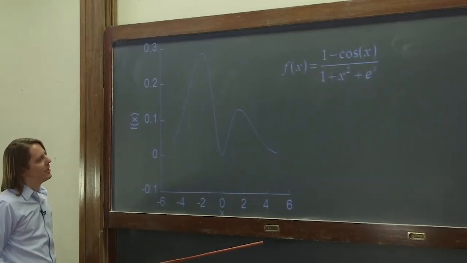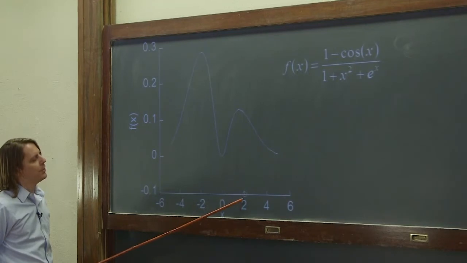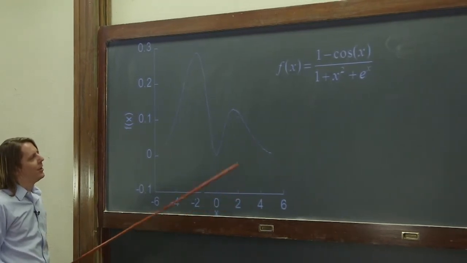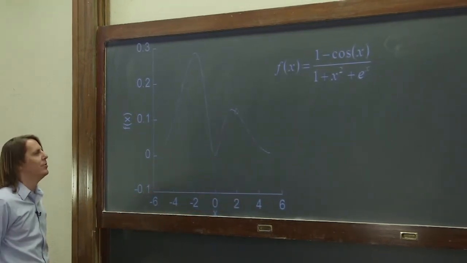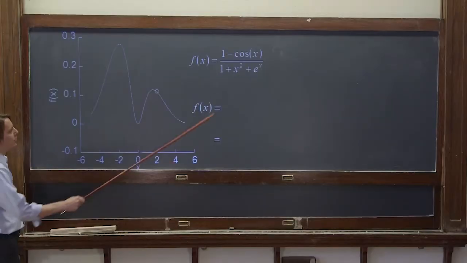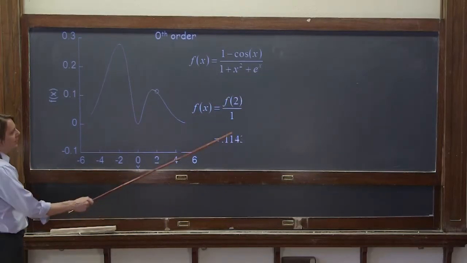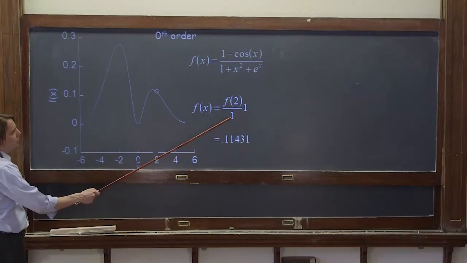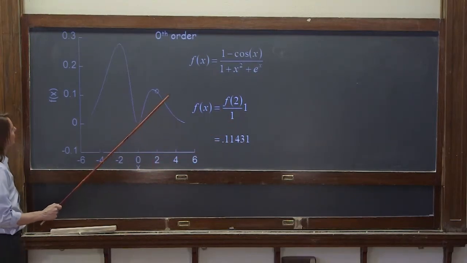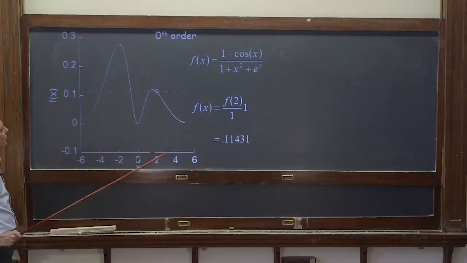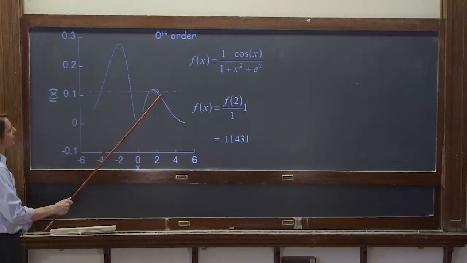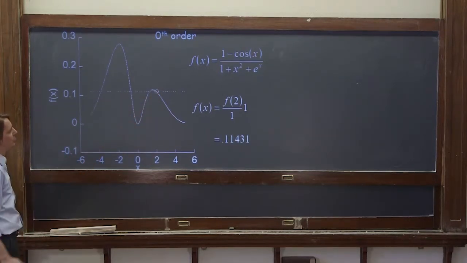Let's look at another spot. Let's look at x equals 2, right here. So x equals 2 comes up. That's right on a very curvy part of the approximation. And let's look at the 0th order term. That's just the function evaluated at 2 over 1 times 1, 0.1143. And yeah, sure enough, it's about 0.1143. And there's the approximation, not very good, right? It just goes through that point.